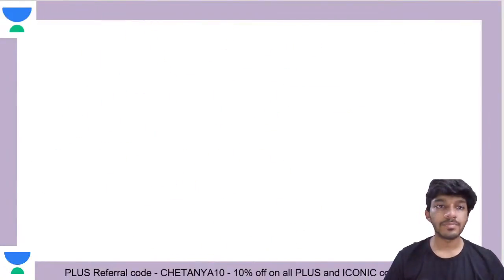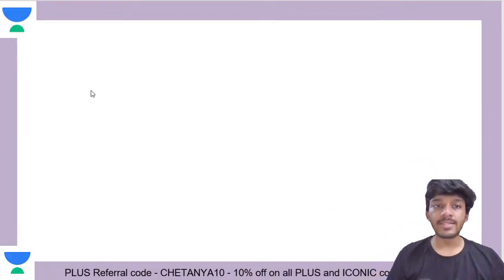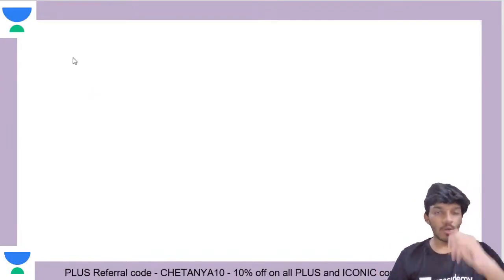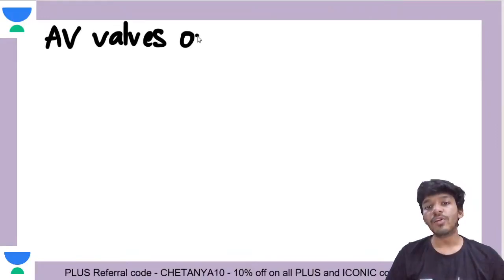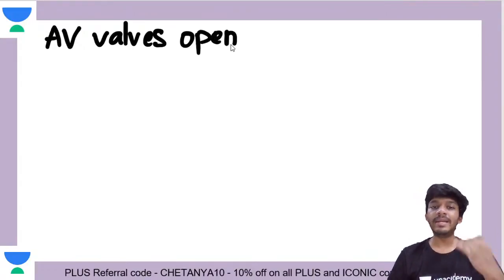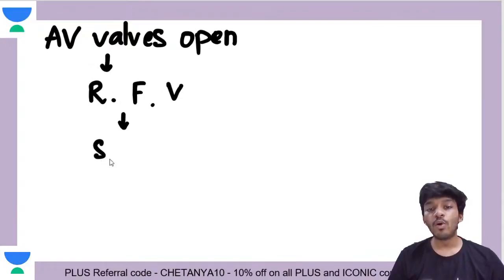First thing that happens. So let's start with the filling of the ventricles. So right now, what is open? AV valves are open. So if AV valves are open, blood can flow from the atria to the ventricles. So first, there is going to be rapid filling of ventricles, 50% of the blood. Then you will have slow filling of the ventricles, 30% of the blood.